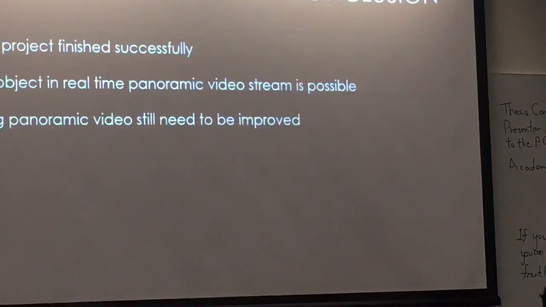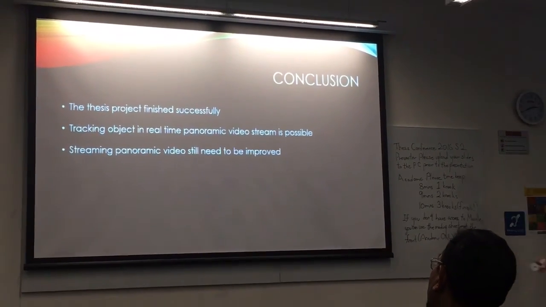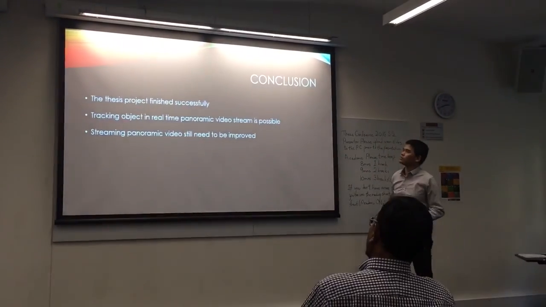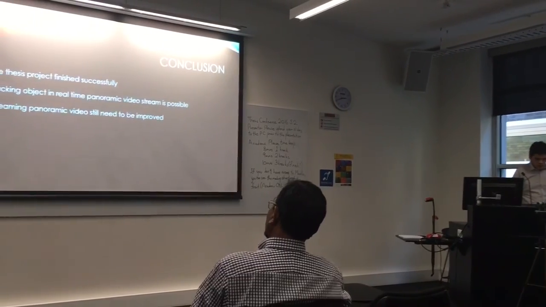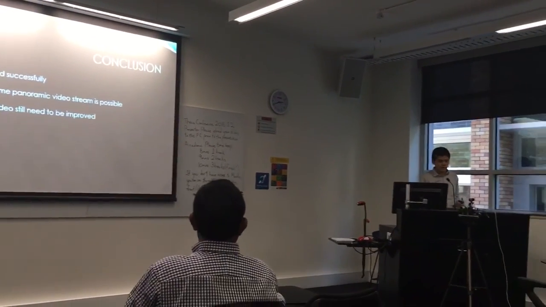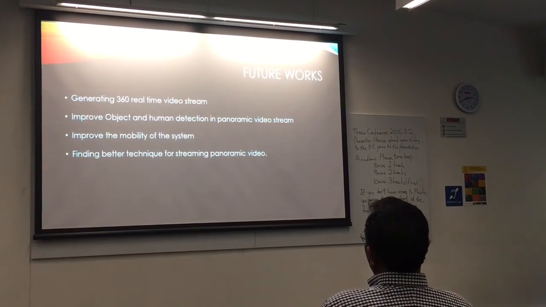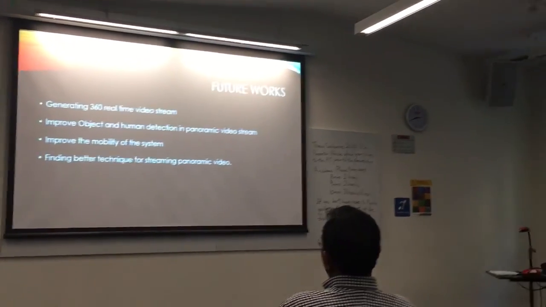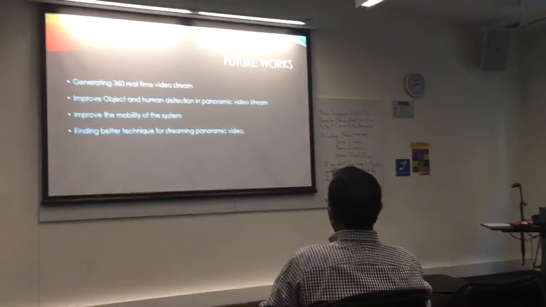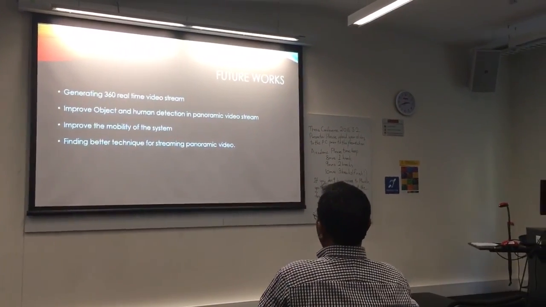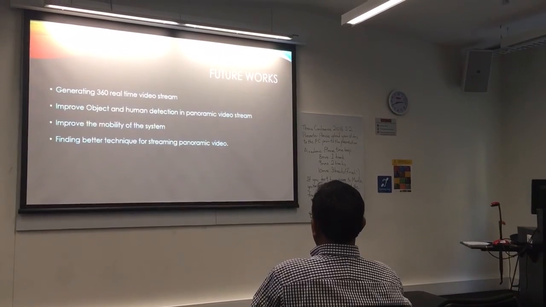So the conclusion is this is the final product. I made it and it's fully supported, and tracking objects in real-time panoramic video is possible. I'm really happy to get this, but streaming needs to be improved. Future work includes generating 360 degrees, having more cameras, and improving object and human detection. I haven't put in any human detection yet, but it's going to be easy. Also improving the mobility of the system. Now we still need to connect a lot of wires. We would cut off the wires and use IP cameras, and find better techniques for streaming panoramic video.